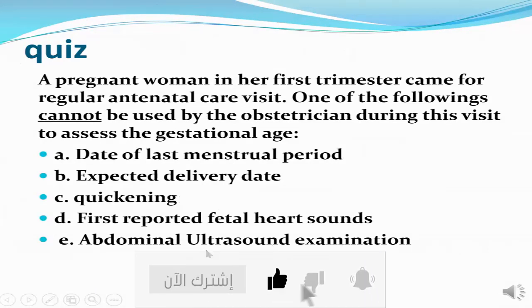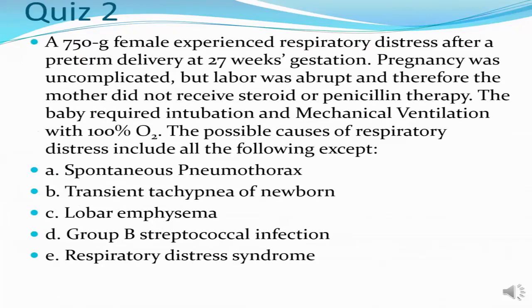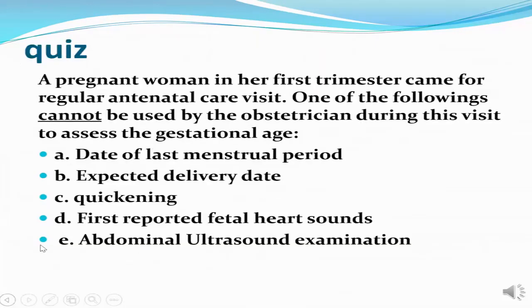So I have to take a quiz. A pregnant woman in her first trimester came for a regular antenatal care visit. Which one of the following cannot be used by the obstetrician during this visit to assess the gestational age? The date of last menstrual period, the expected delivery date, quickening, first reported fetal heart sound, abdominal ultrasound examination.